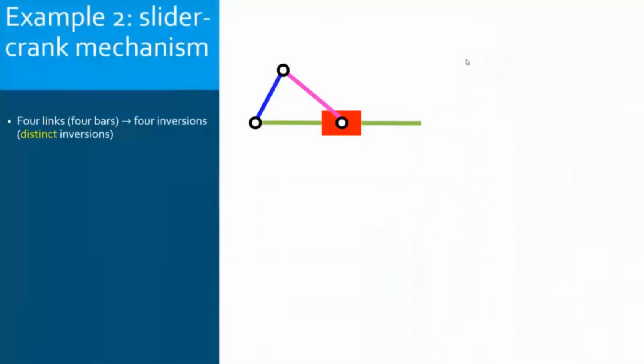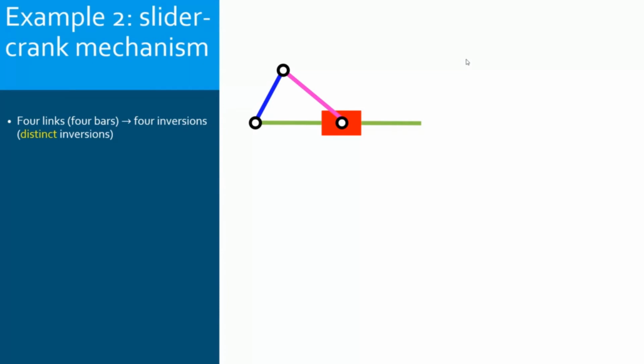Okay, the slider crank. The slider crank mechanism is built of 3 bars and 1 slider. And to connect these 4 links, the 4 elements together, we need 4 lower pairs. Of the lower pairs, we have 3 pin joints, pin kinematic pairs, and 1 prismatic or translating joint or kinematic pair.